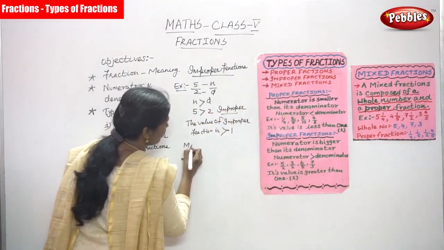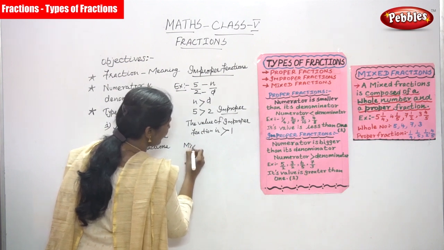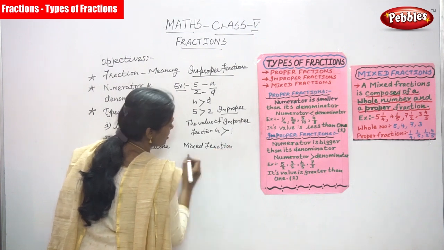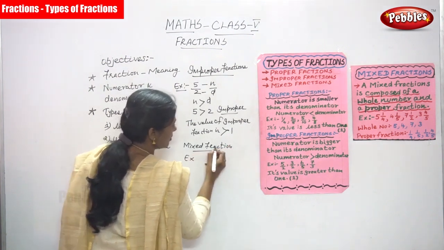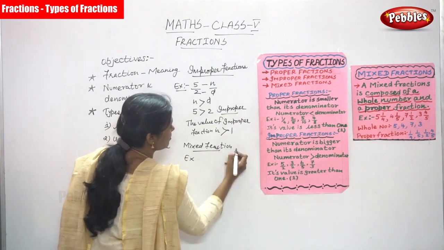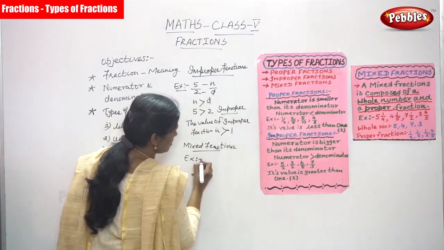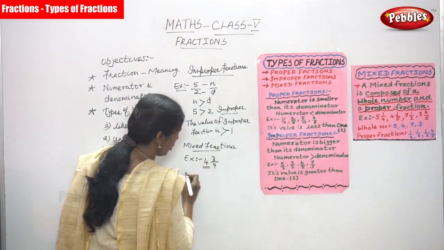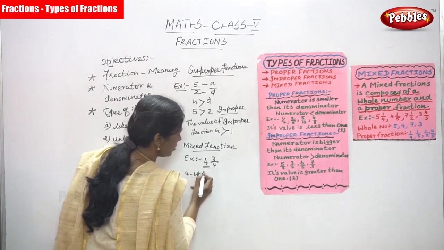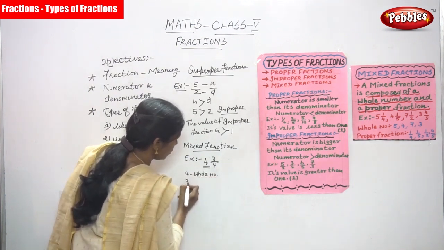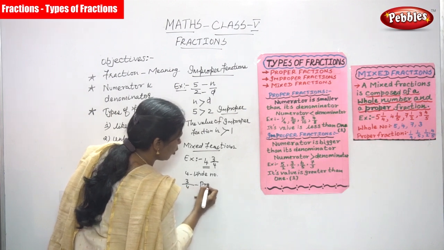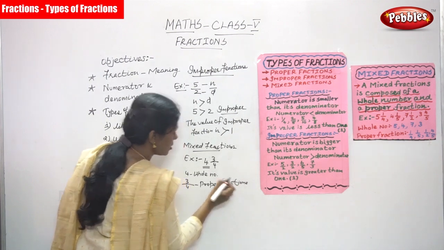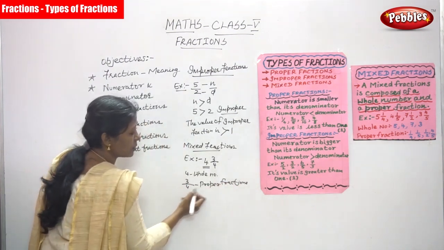Again I'll tell you the mixed fraction example. Example is 4 3 by 4. So 4 is a what? Whole number. Then 3 by 4 is a what? Proper fraction. So 4 is a whole number and 3 by 4 is a proper fraction.